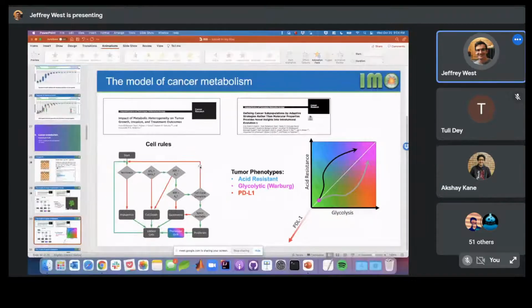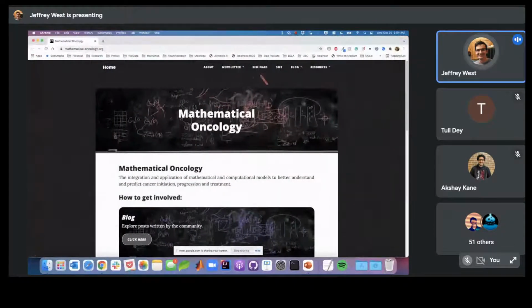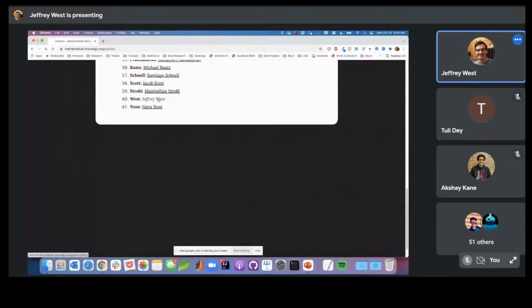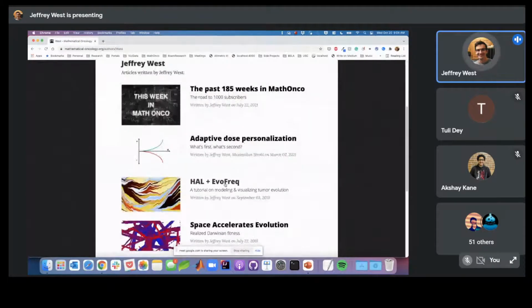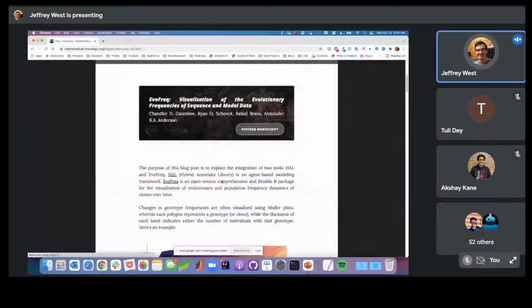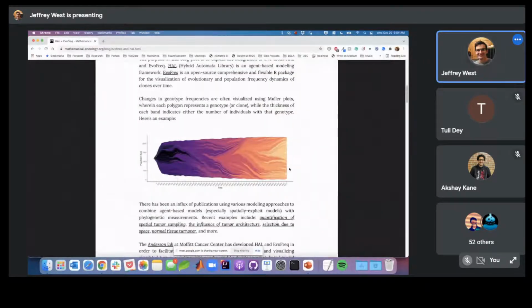Yeah, I think so. Maybe I can pull that up since you asked about it. If you go to mathoncology.org and then the blog, go to authors and search my name, Jeffrey, there's a post called How plus Evo Freak. I think this would be a good place to start because it actually has some code in here to visualize these Evo Freak plots.